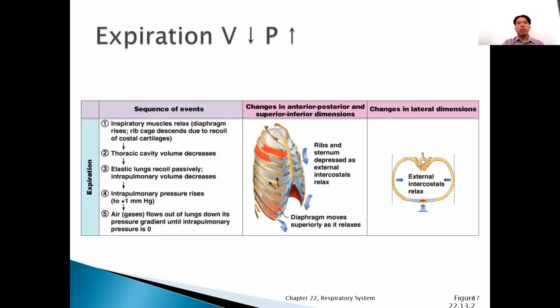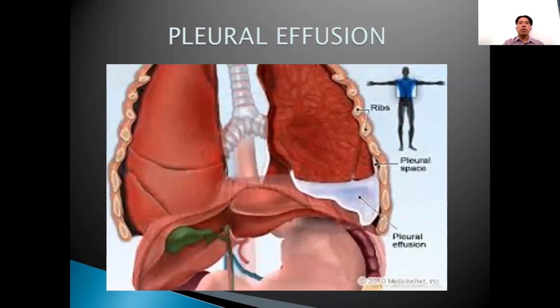Expiration would actually dictate the other way around. When you raise your intrapulmonary pressure, the air flows out of the lungs into the atmosphere to at least equate. So that's how inspiration and expiration occur physiologically.